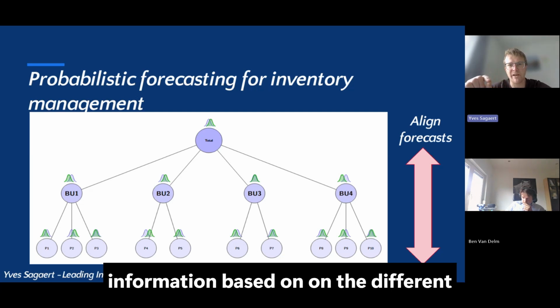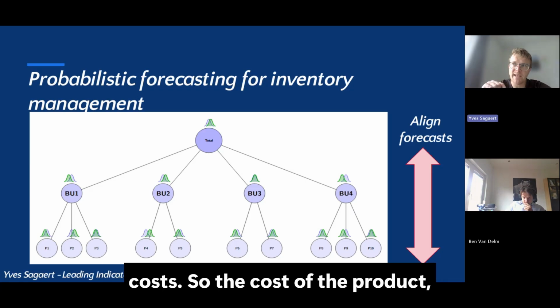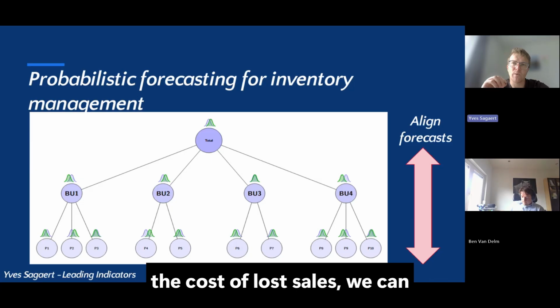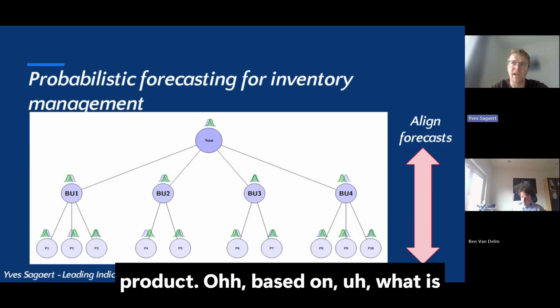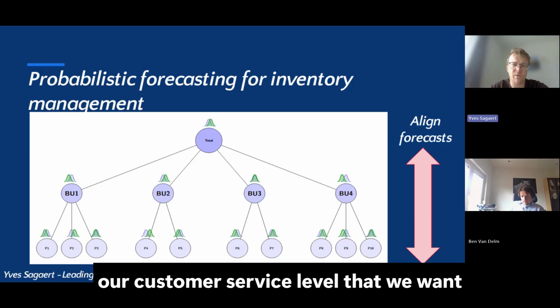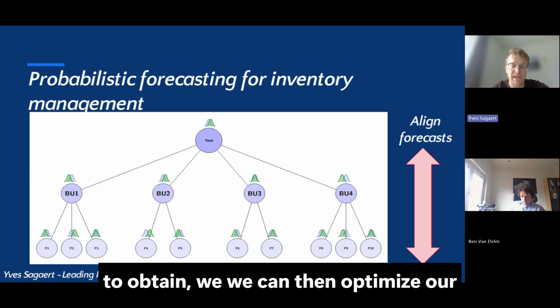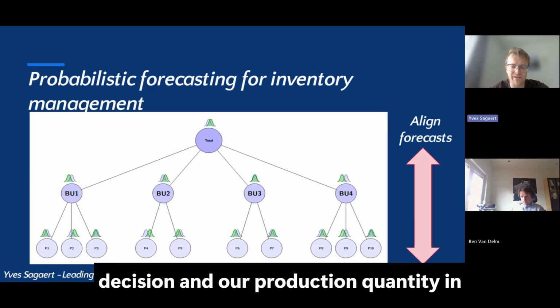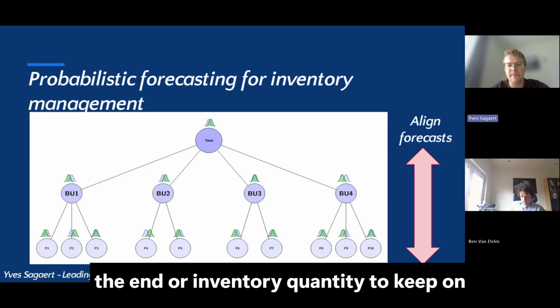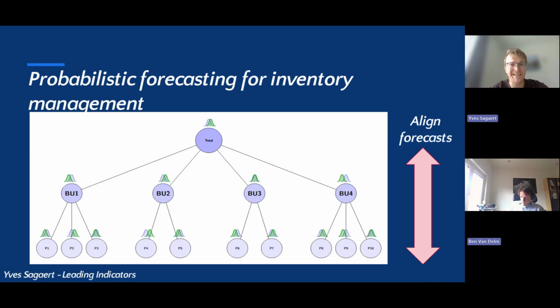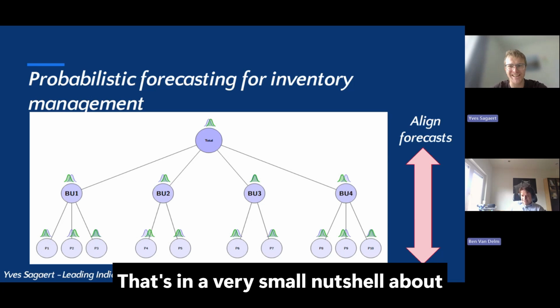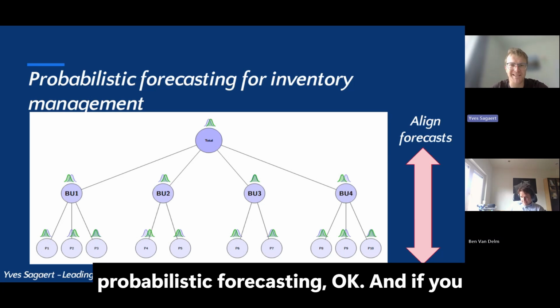That probabilistic forecast gives us, at the very last moment in our decision process, the maximum amount of information. Based then on the different costs, so the cost of the product and the cost of lost sales, we can then optimize our decision for that product. Based on the customer service level that we want to obtain, we can optimize our production quantity in the end, or the inventory quantity to keep on each product individually. Yeah, that's in a very small nutshell about probabilistic forecasting.